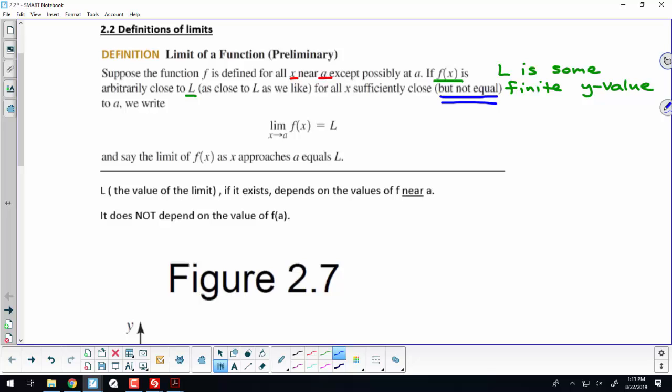So is that okay? Does anyone have any questions on that? The main takeaway here is that limits don't care what's happening on the function at A. Limits are only concerned with what's happening as we get closer and closer to something.